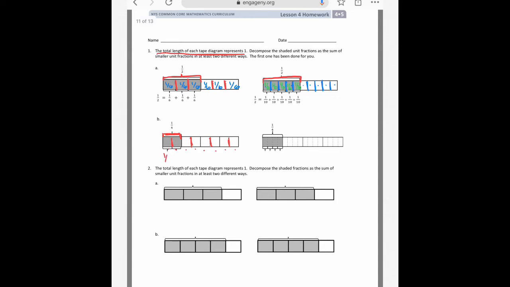So altogether that's 8 parts. So a fourth is the same thing as these 2/8 added together. So 1/4 is equal to 1/8 plus 1/8. Same thing here, except they split the fourth into 4 pieces.